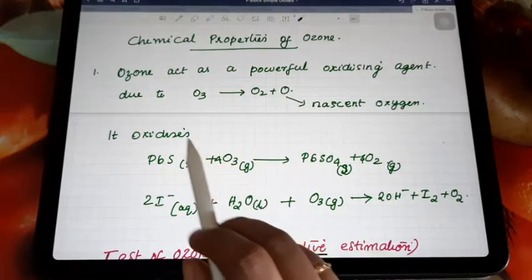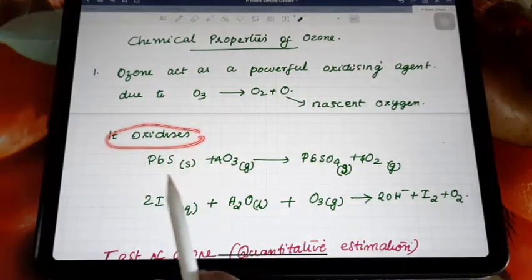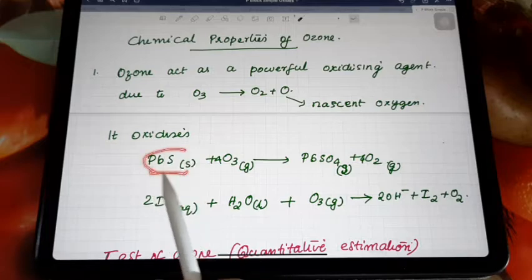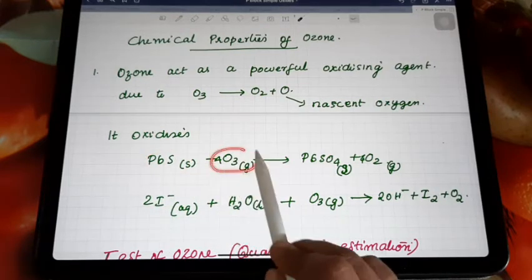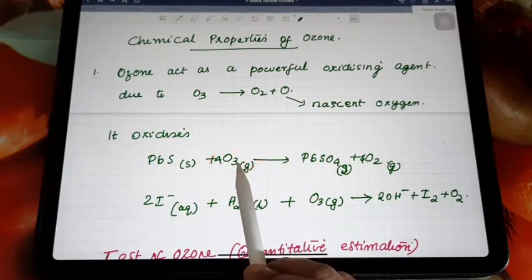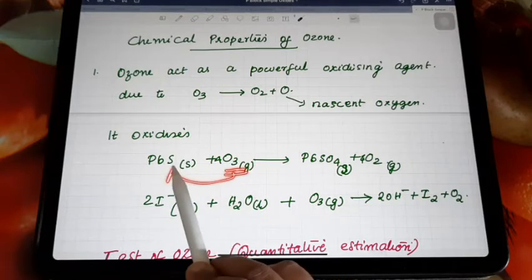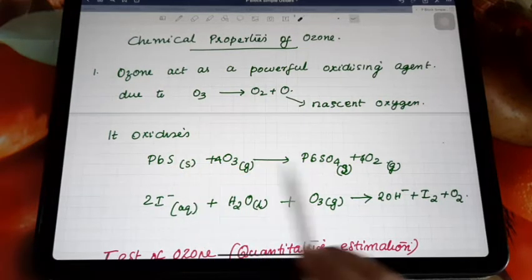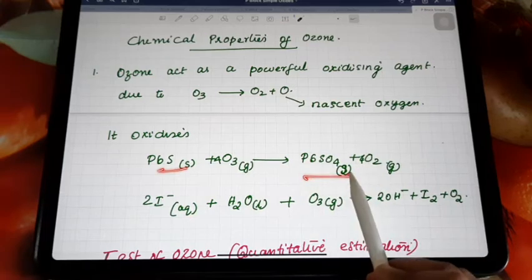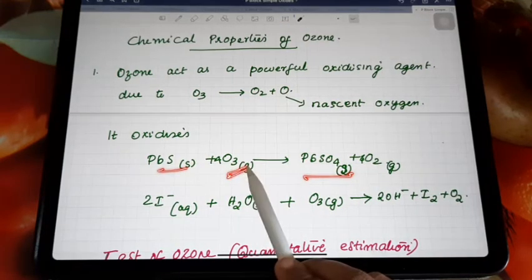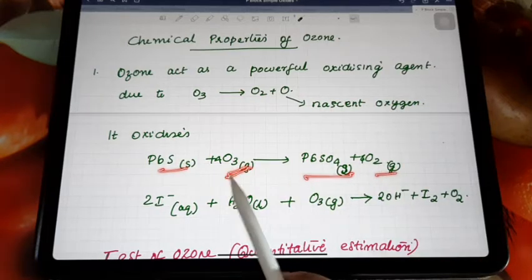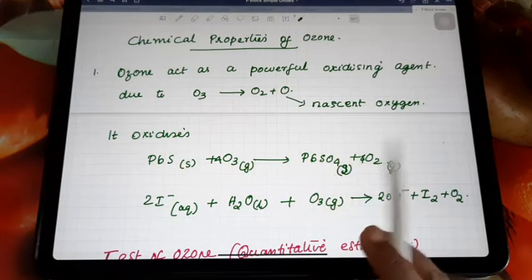So this ozone oxidizes PbS, one of the compounds I have taken here, along with oxygen, ozone is added. So that means it helps others to oxidize. So what happens? PbS is changed to PbSO4 and this ozone is decomposed. So it helps others to get oxidized.